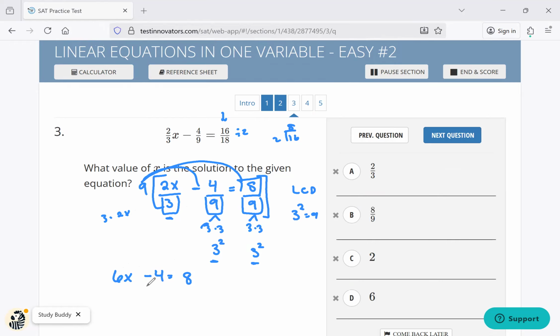So solve for x. All you've got to do is add 4 to both sides, and you get 6x equals 8 plus 4, which is 9, 10, 11, 12. Okay, divide this by 6. x is 12 divided by 6, which is 2. So my final answer is 2. Okay, so that is question 3.